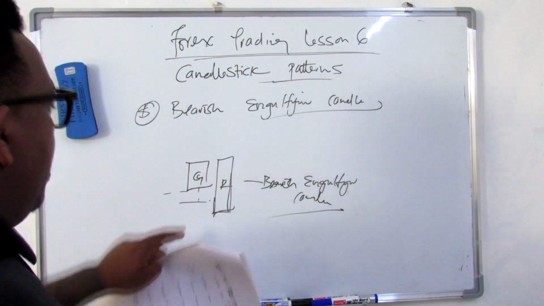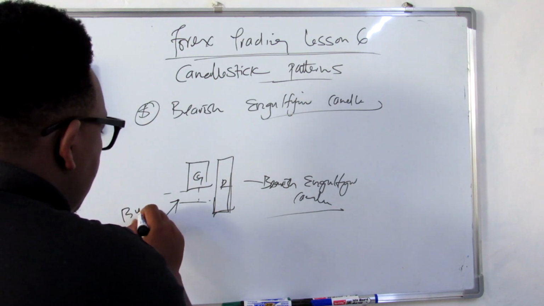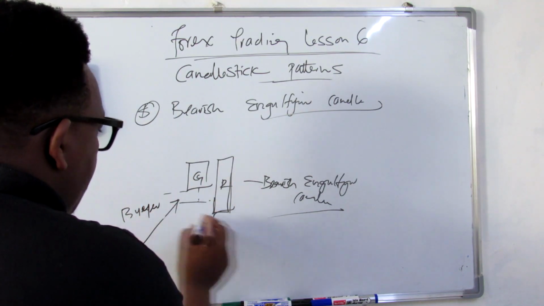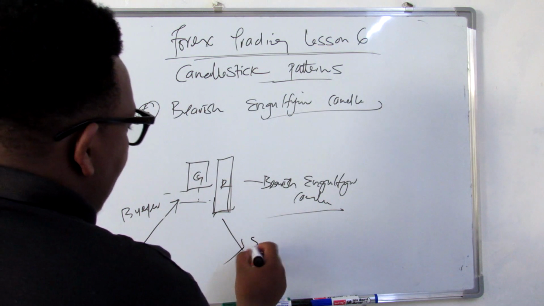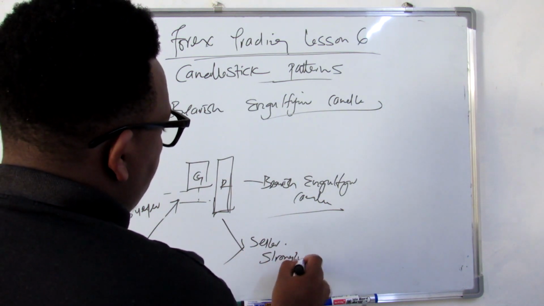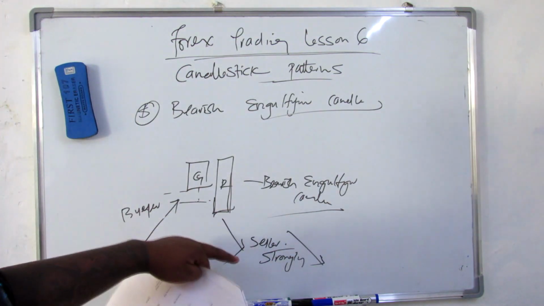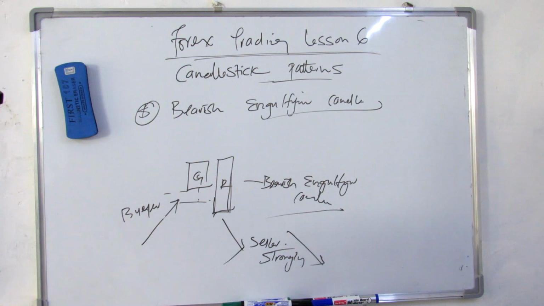In this case, it shows you that the buyers are losing power, and we have sellers coming in strongly, and that's how you can see the market proceeding to unfold downwards. So hopefully you have gotten that one right.